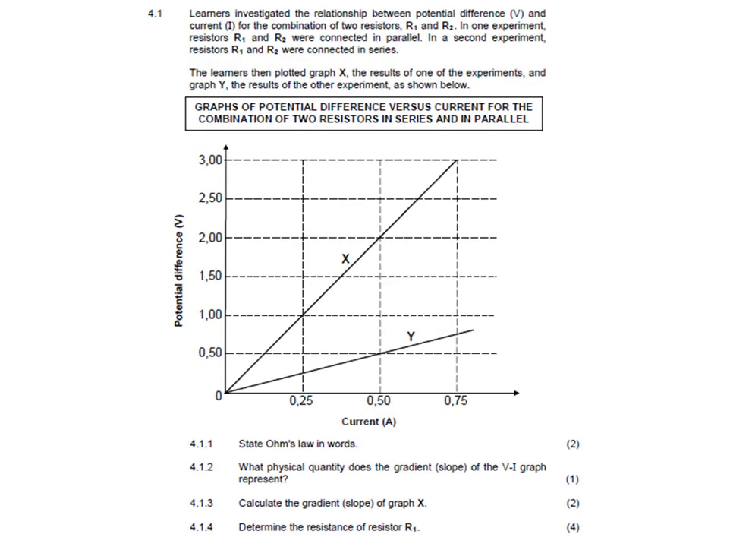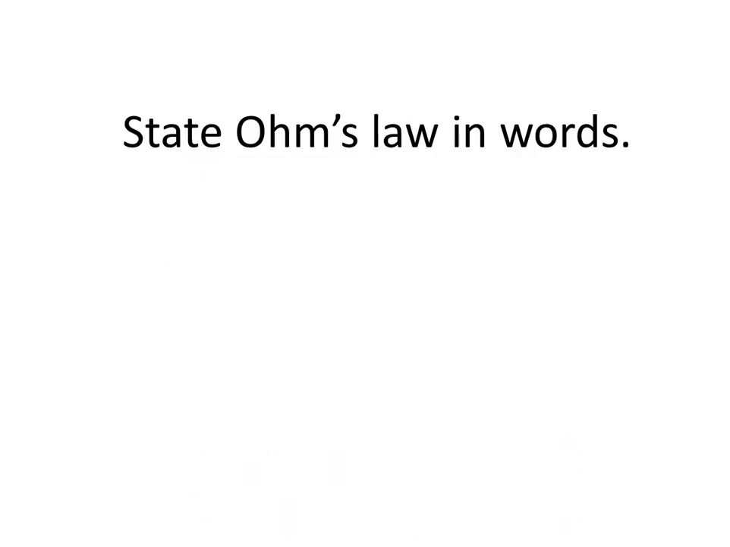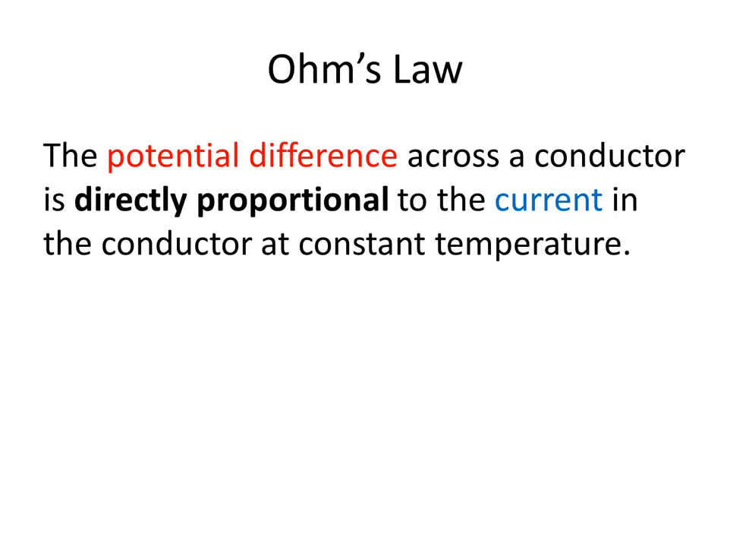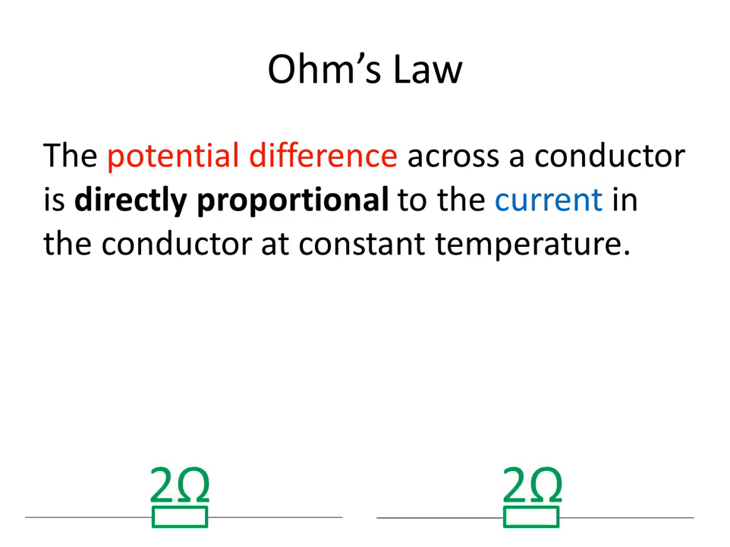Read the scenario, study the graph, and try to answer these questions on your own before proceeding with the movie. We're first asked to state Ohm's law in words. Ohm's law states that the potential difference across a conductor is directly proportional to the current through the conductor at constant temperature. In effect, Ohm's law states that a resistor's resistance is constant as long as temperature is kept constant. And that's because resistance is the ratio between V and I.